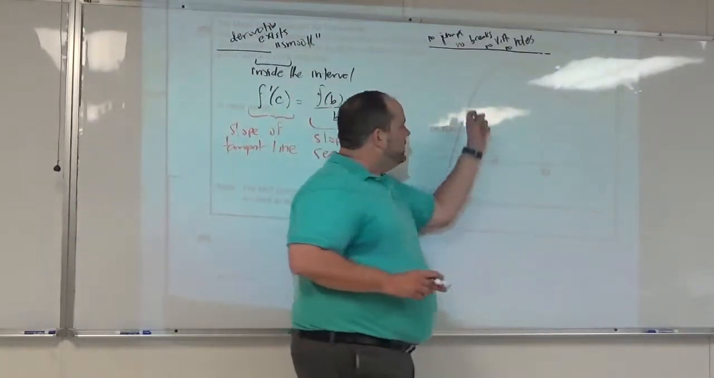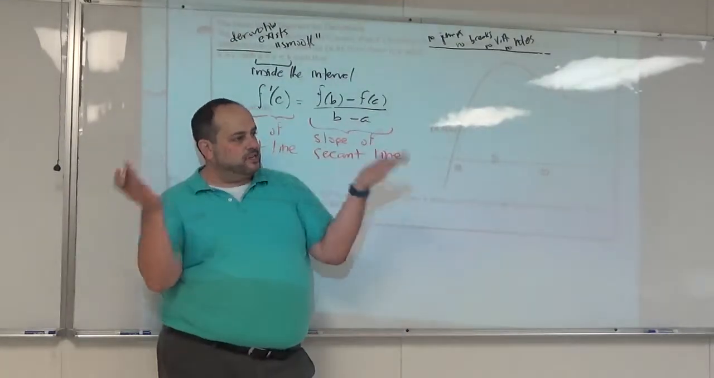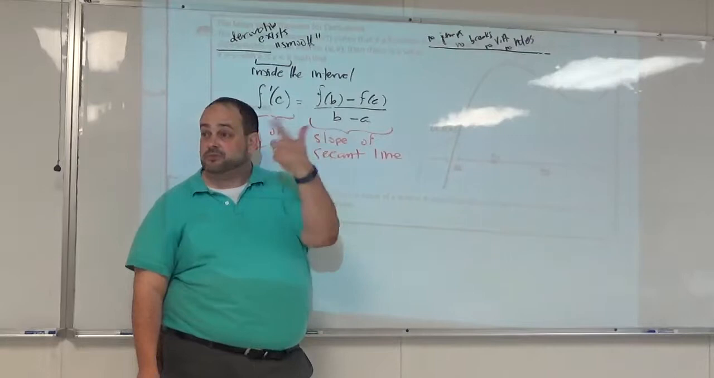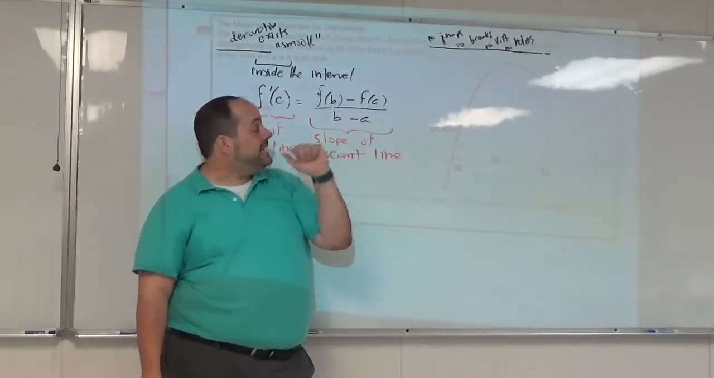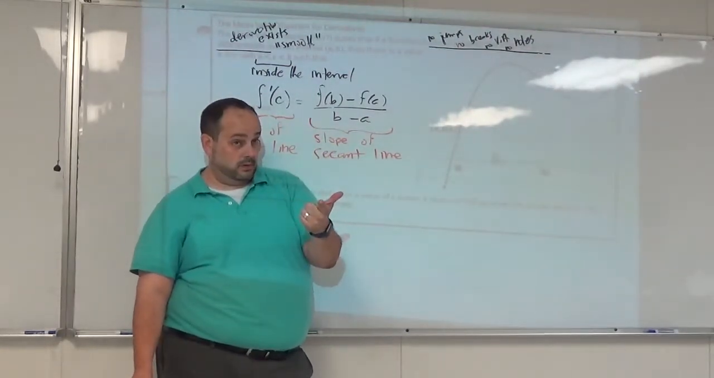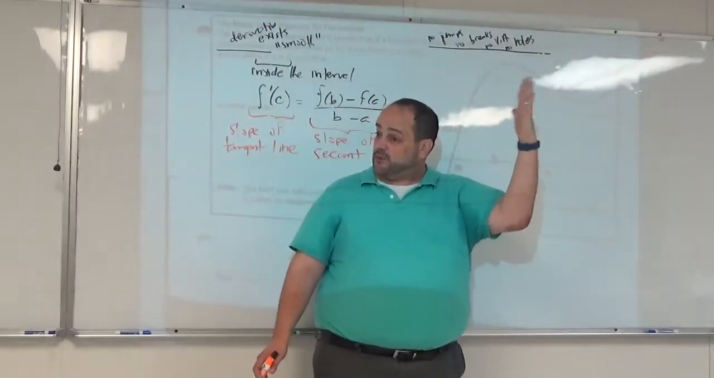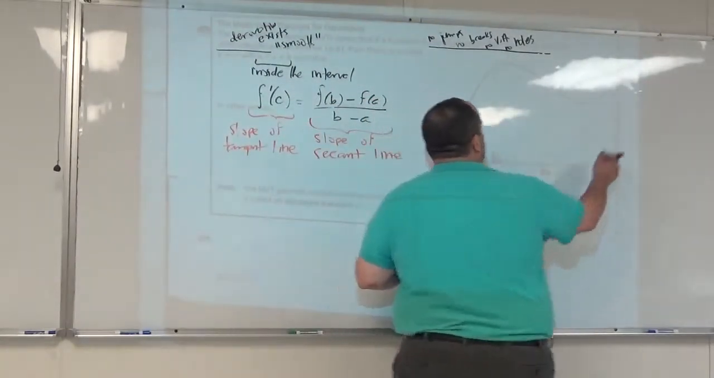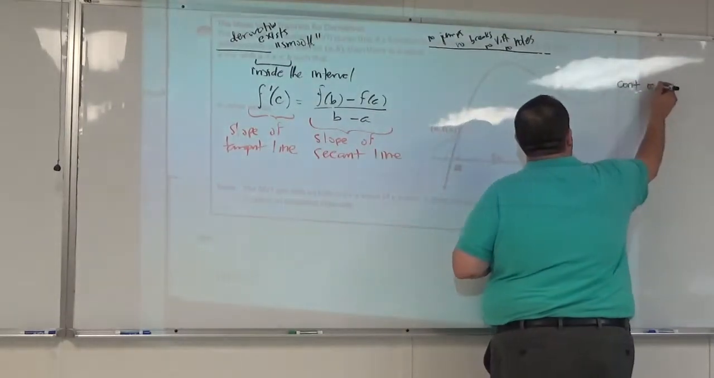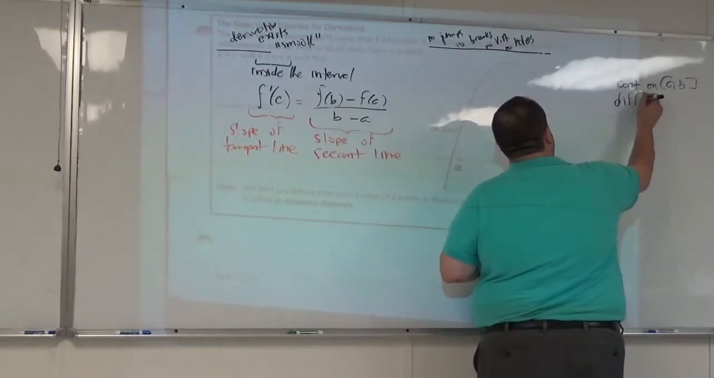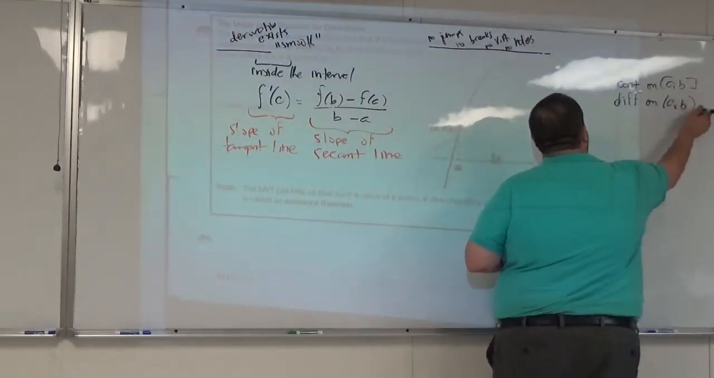So here's my little sketch. Visually, would everybody agree that this is continuous? Yeah. No holes, no jumps, no breaks, no vertical asymptotes. Is it differentiable? Yes. It's smooth, right? I don't see any cusp points. I don't see any vertical tangent lines. So my function is continuous on this closed interval, and it's differentiable on the open interval.